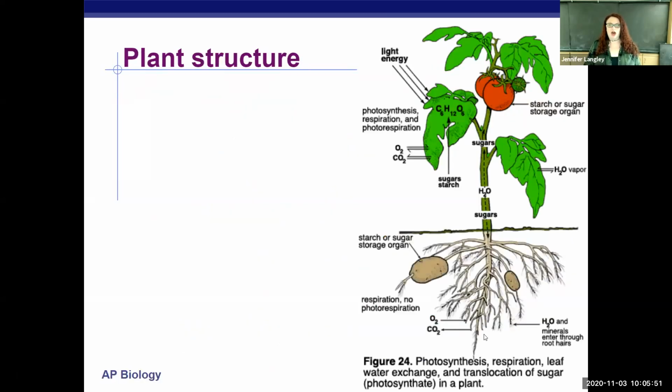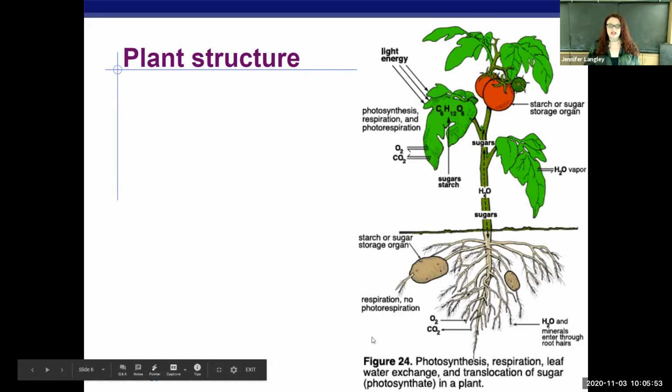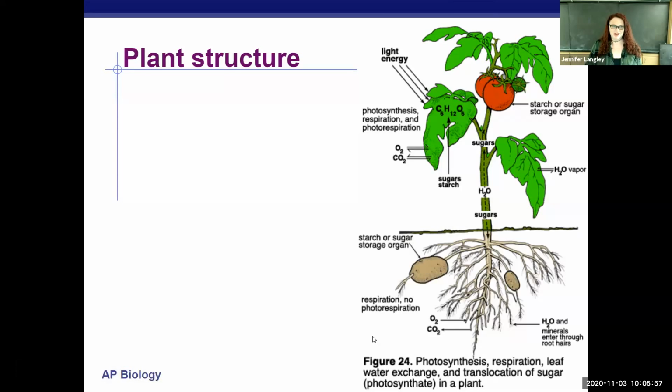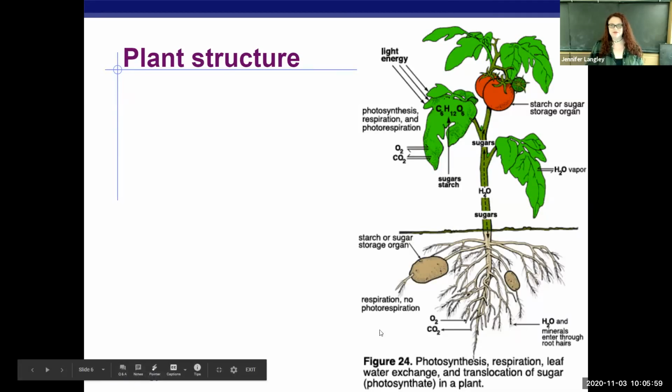So in order to understand how a plant functions, we need to understand a little bit about plant anatomy. So this is your very short botany lesson for AP Bio, okay?